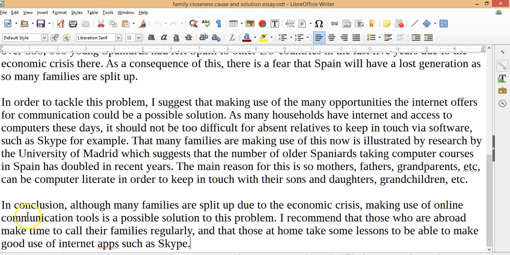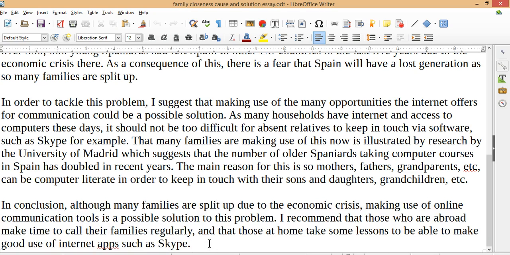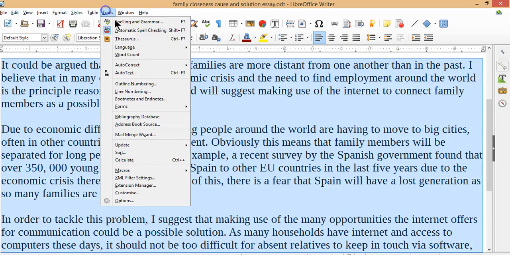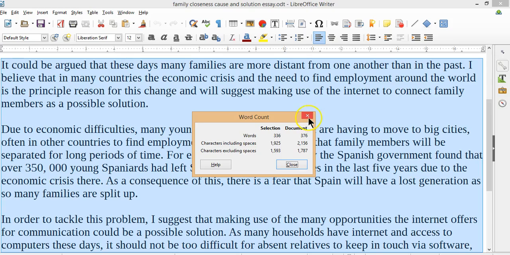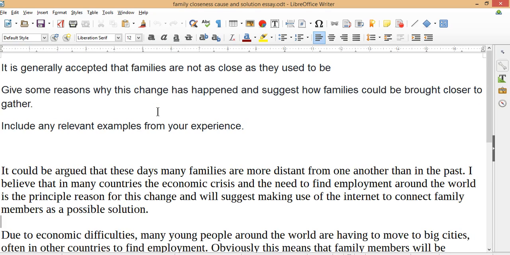So I say, you know, in conclusion, it's unfortunate, but it's a fact. People have to live in other parts of the world. So how can we solve this? Well, use the internet, and that's it, essentially. So I'm not sure of the word count. Let's have a look. 336, that's not too bad. That would do fine. So that's a general idea about how to do the cause and solution.